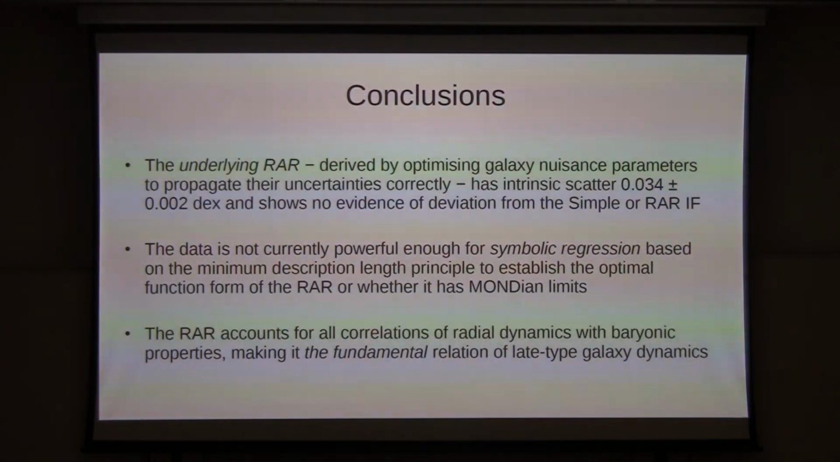So I've shown that by optimizing the galaxy parameters that are relevant for gbar and gobs, you uncover the underlying RAR, which has an intrinsic scatter of just 8% and shows no evidence of deviation from simple interpolating functions. I've shown a search for the best functional description of the data using symbolic regression, which seems to indicate that the data quality and quantity isn't sufficient at the moment for establishing definitively whether it has Mondian limits.